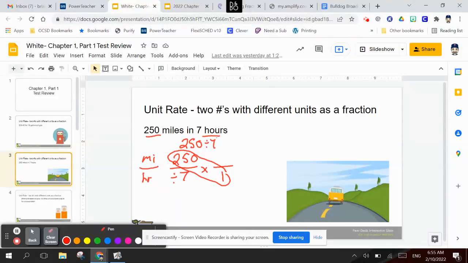And I get 35.714285. So I'm just going to round that to the nearest tenth, which would be 35.7 miles. Always nice to round to the nearest tenth.